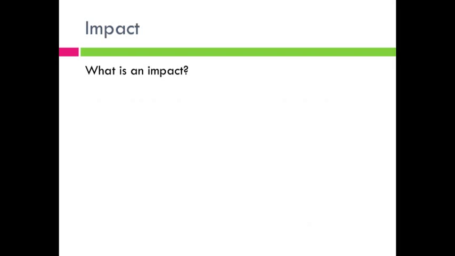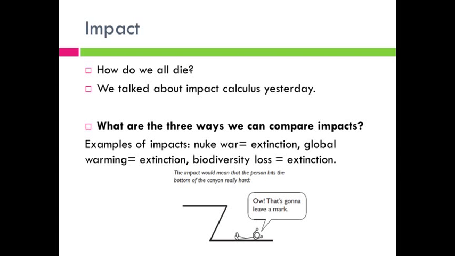Okay, so finally, last part. What is an impact? It's how we all die. We talked about impact calculus yesterday or in the impact calculus video, but it's essentially the way in which we all die, or it is some other type of impact like dehumanization or racism or patriarchy or something like that.